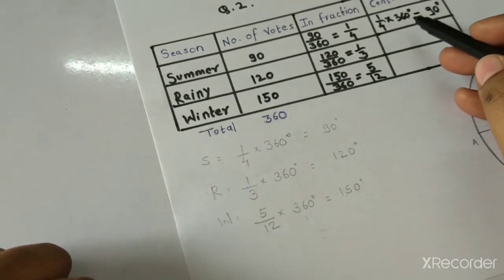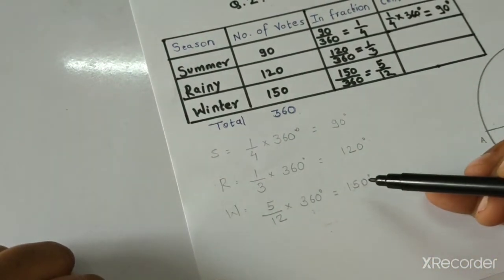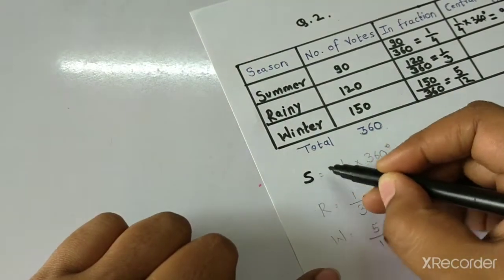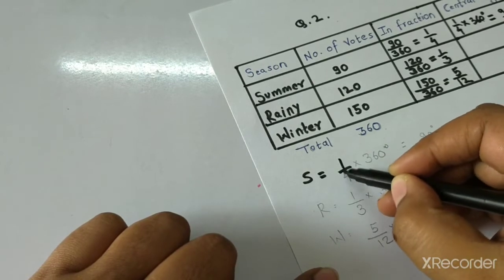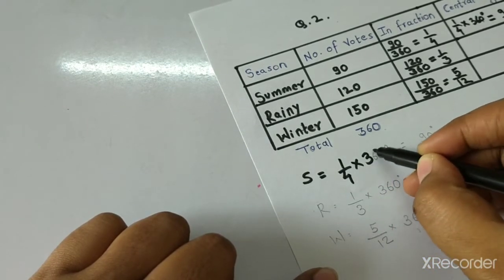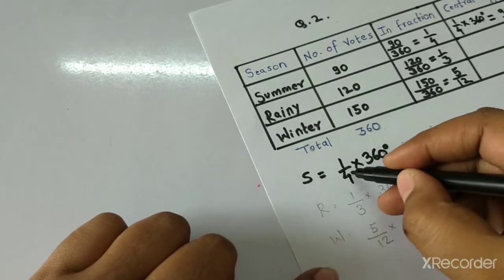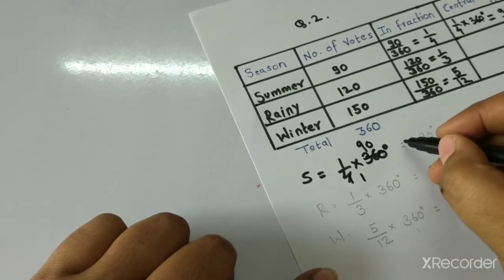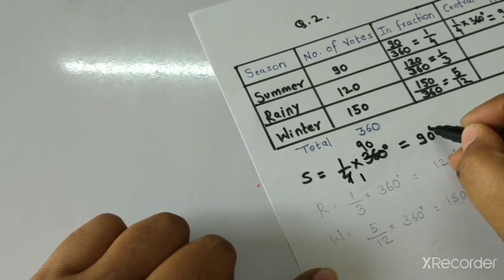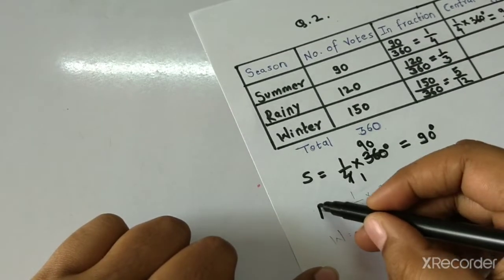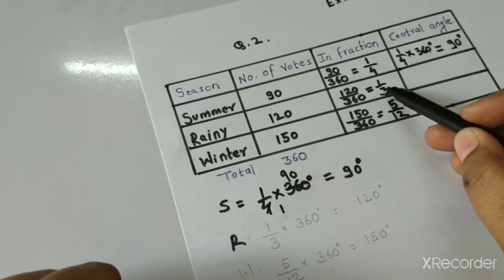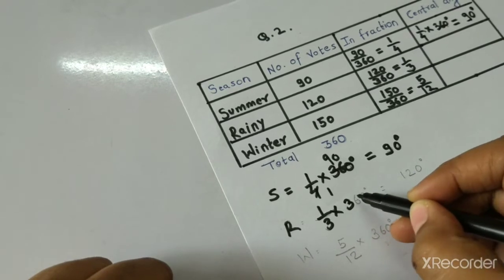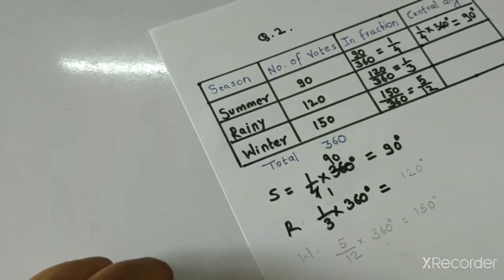If you are not directly able to do it, you can do the calculations like this in the rough part and then you can fill it into the table. So summer, it is equal to 1/4 of 360 degree. So 4 1s are 4, 4 9s are 36 and 0 as it is, which is equal to 90 degree. Similarly for rainy season, what was the fraction? 1/3. Now you have to find 1/3 of 360 is equal to how much?